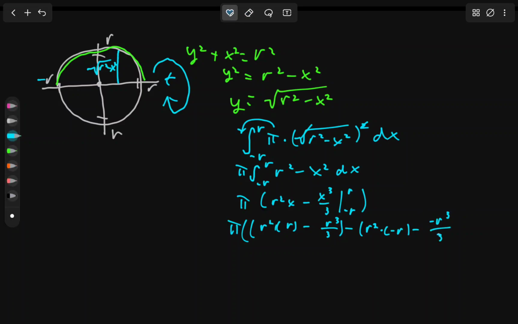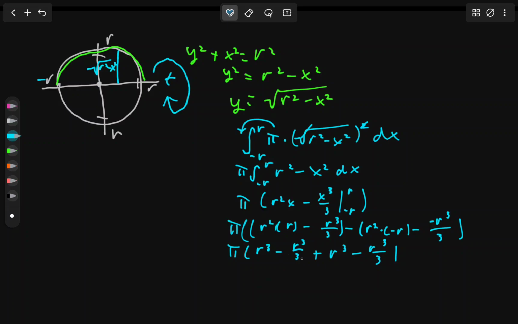divided by 3. Well, now we just have to simplify this. So we get pi times r cubed minus r cubed divided by 3 minus, in this case, because we're going to distribute this negative, it's going to be plus r cubed, minus r cubed divided by 3.